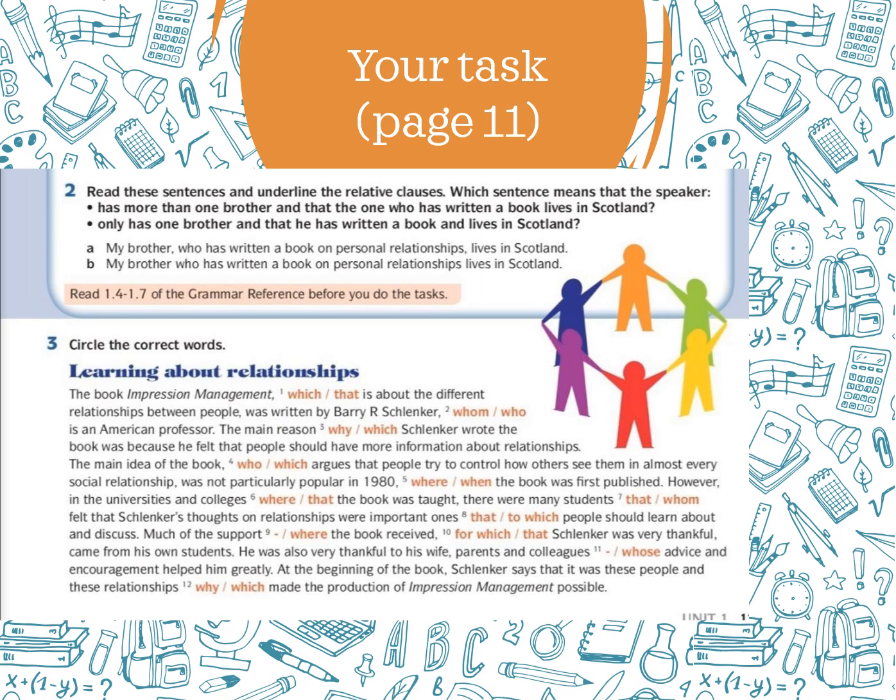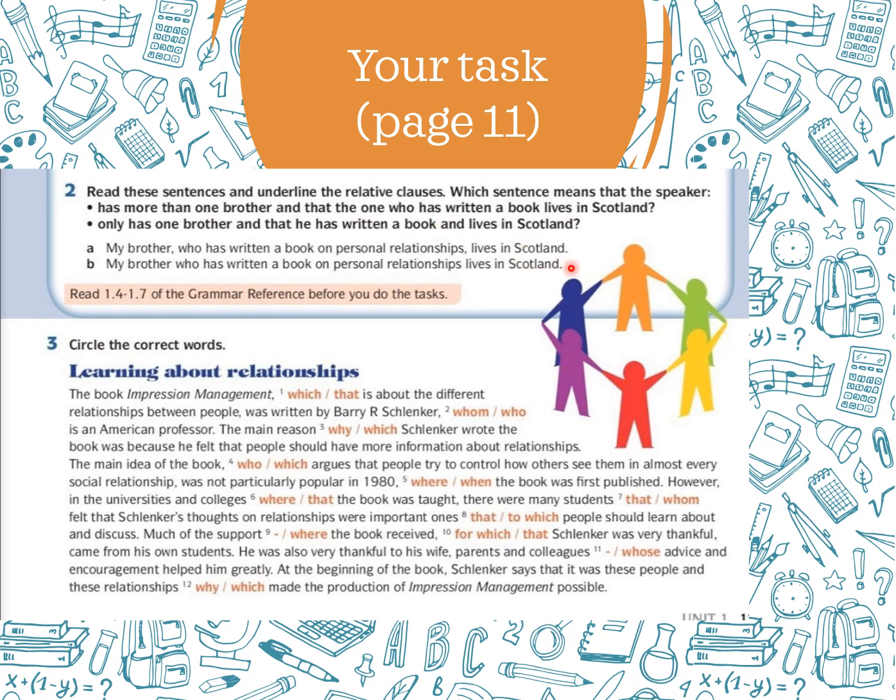Okay, now you are going to do this exercise, okay, on relative clause. Okay, on page 11. Okay, exercise 2, exercise 3, read these sentences and underline the relative clauses. Which sentence means that the speaker, okay, bullet 1, has more than one brother and that the one who has written a book lives in Scotland. So, yang mana? Okay. And then another one, which sentence means that the speaker only has one brother and that he has written a book and lives in Scotland.